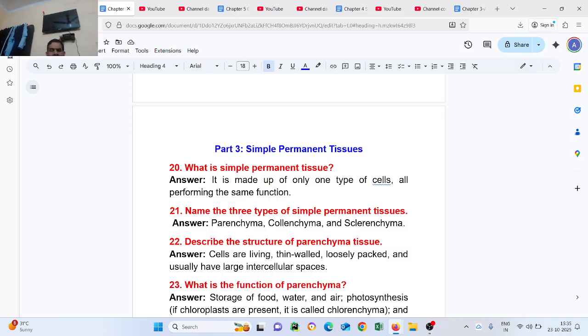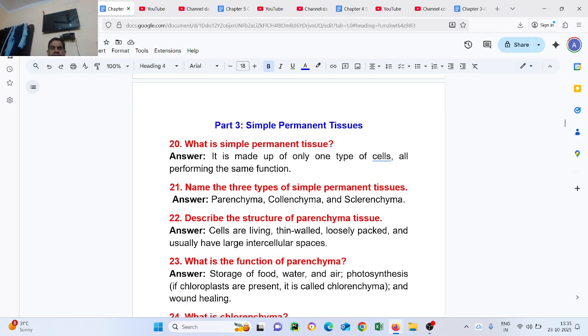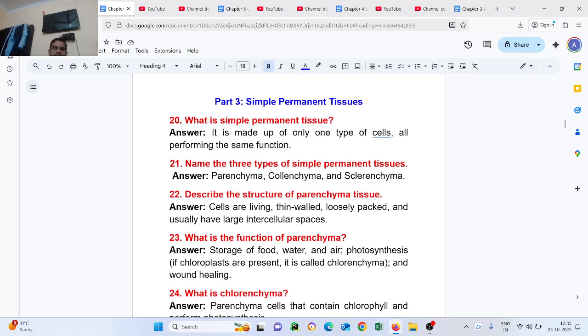Question number 22. Describe the structure of parenchyma tissue. Answer: cells are living, thin-walled, loosely packed, and usually have large intercellular spaces. Question number 23. What is the function of parenchyma? Answer: storage of food, water, and air. Photosynthesis. If chloroplasts are present, it is called chlorenchyma. And wound healing.